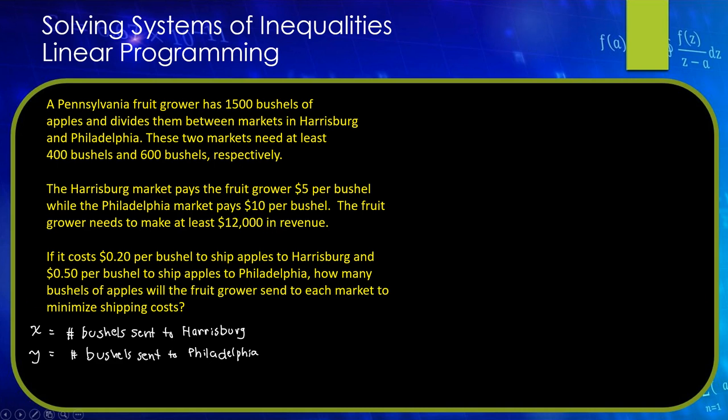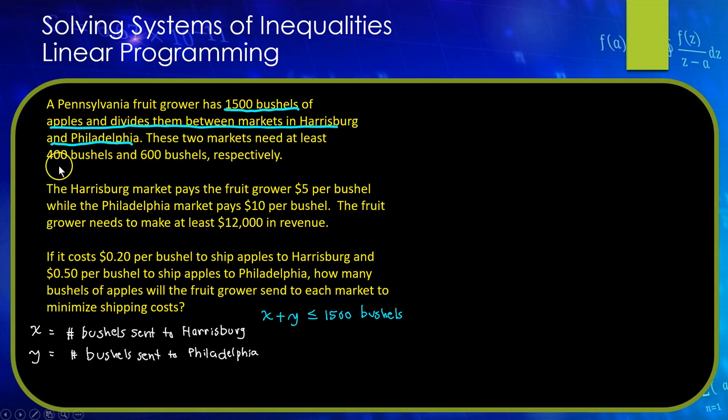As I go through this, the first piece of information is that he has 1,500 bushels of apples to divide between the two markets. So we know that x plus y should be less than or equal to 1,500 bushels. Basically, if you add the bushels he sends to one market and the bushels he sends to the other, it has to total 1,500 or less.